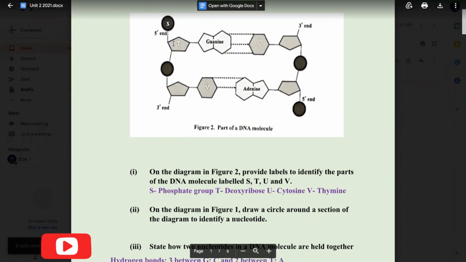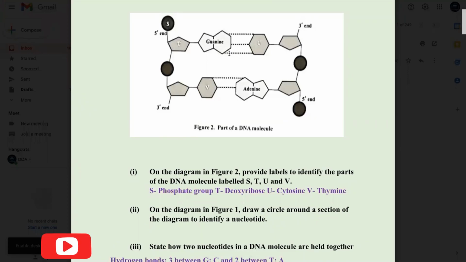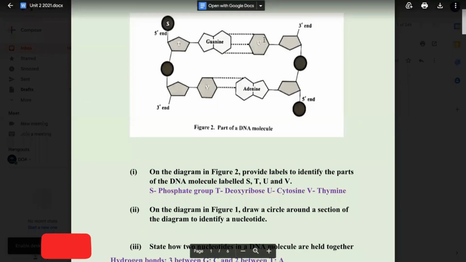T is a 5-carbon sugar, a pentose, and the name of this pentose is deoxyribose. Deoxyribose is linked to this base here. It is a purine called guanine. Guanine is also linked to another base here, a pyrimidine base, via 3 hydrogen bonds. According to Chargaff's rule, guanine always pairs with cytosine. So therefore, U is cytosine.